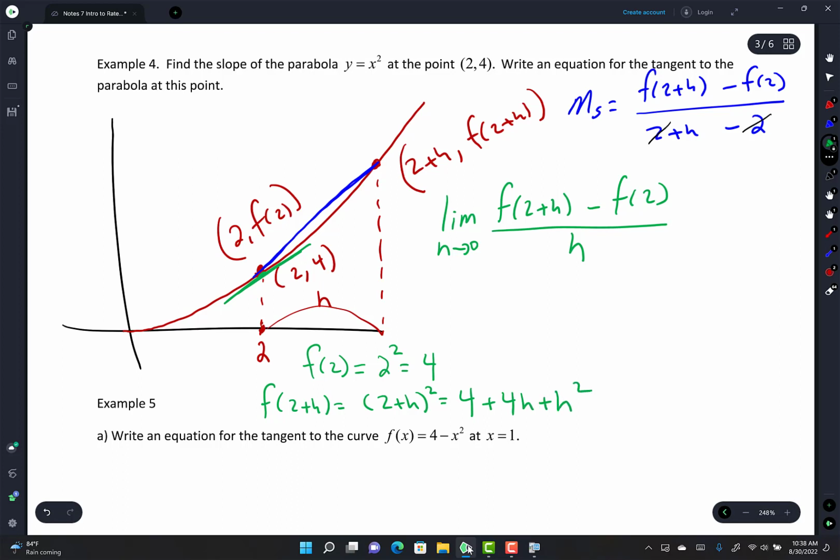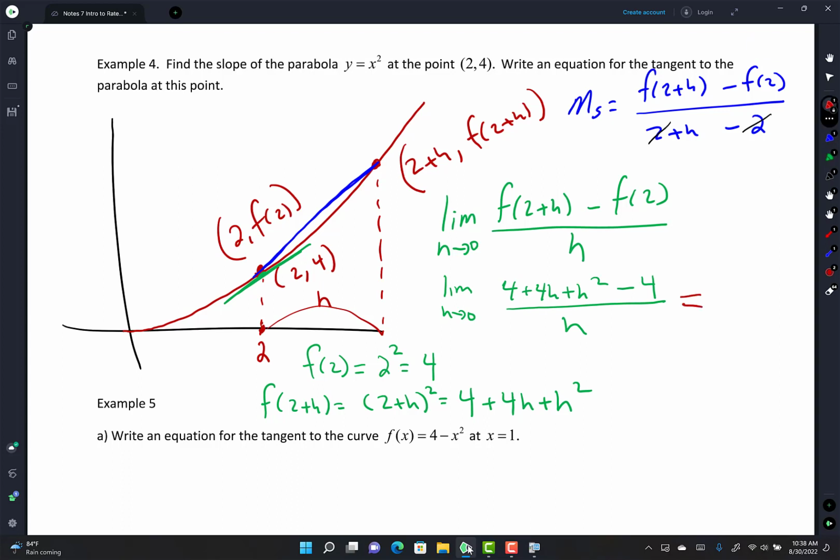Have I confused anyone? All right, so here we go. I'm going to write limit as h approaches 0 of 4 plus 4h plus h squared minus 4, all over h. Before you start answering, let's zero some stuff out. What happens to those 4's? Now that I've canceled those out, can I factor out an h in the numerator?